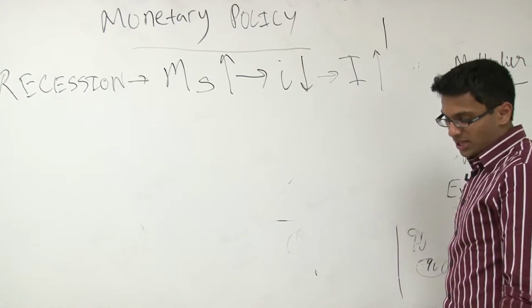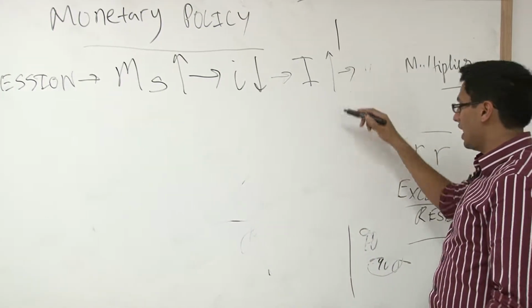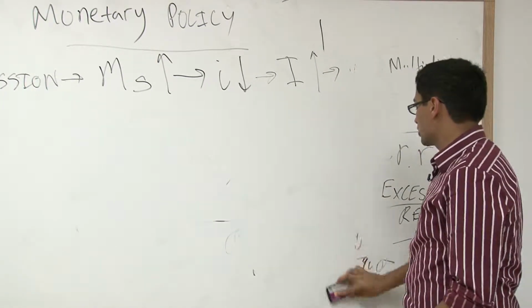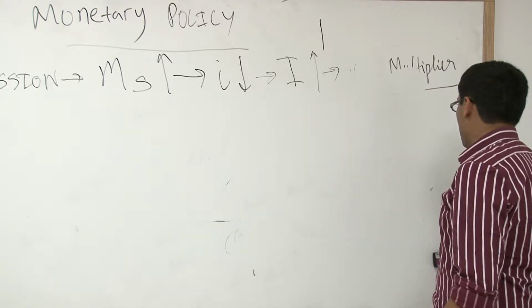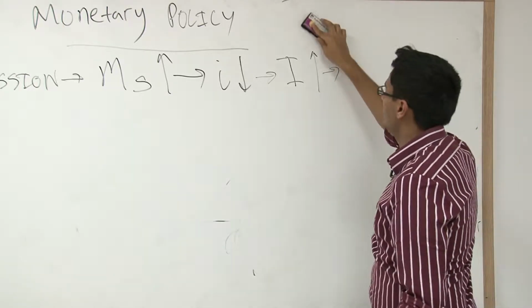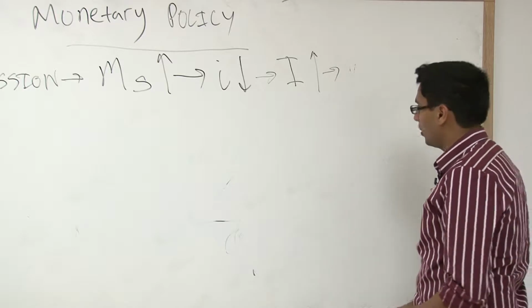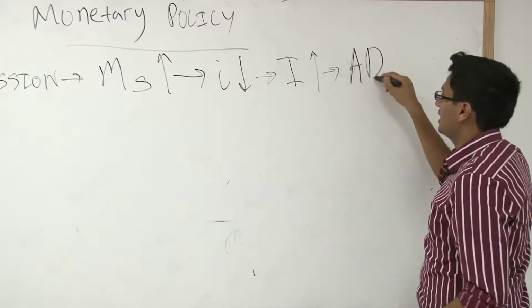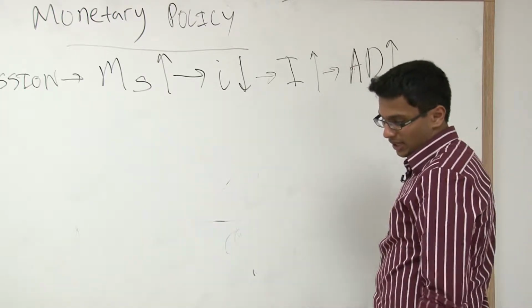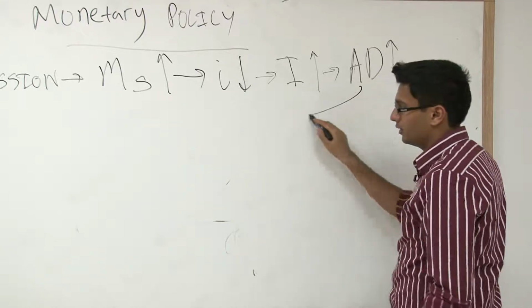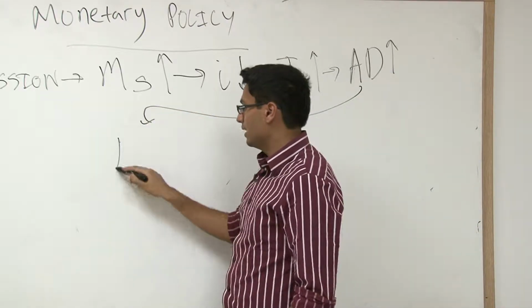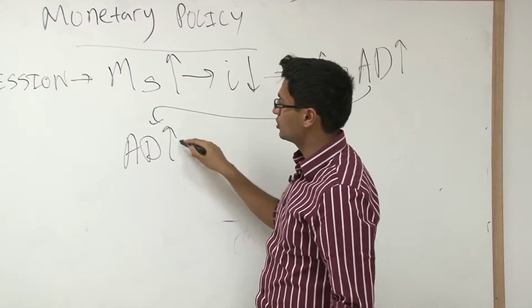If investment goes up, we said that C or I or G or net exports go up, automatically the aggregate demand goes up, which is our goal, because eventually what we're going to come to is the following. So if AD goes up because I goes up, I'm going to come over here. If AD goes up, this is a flow chart from last time.